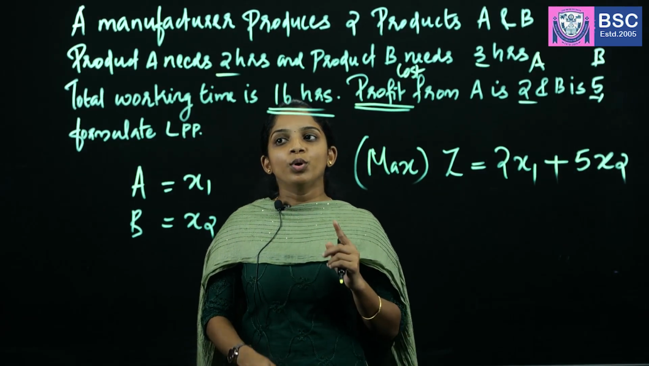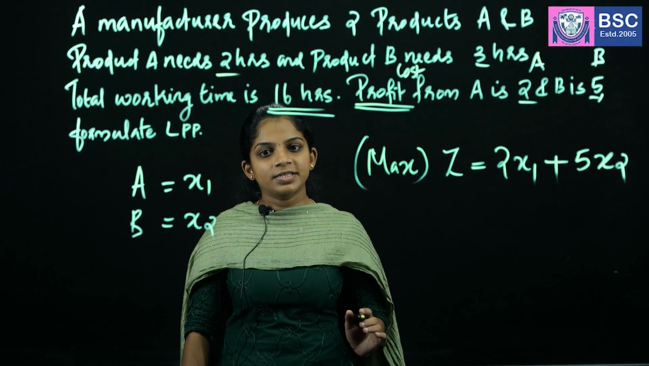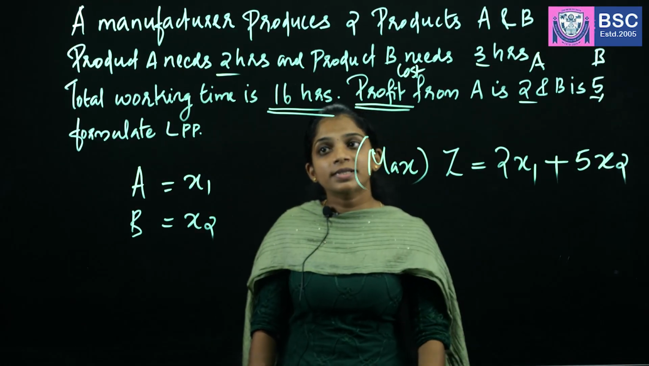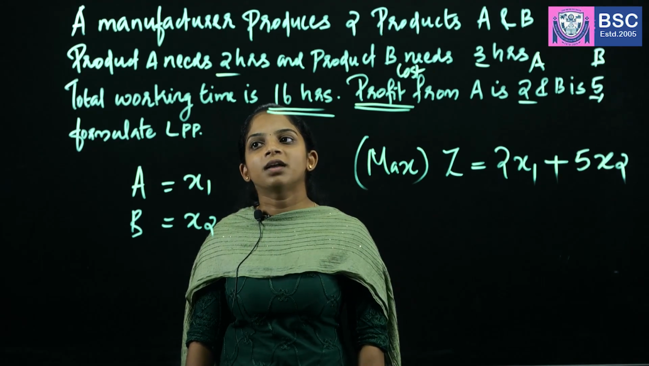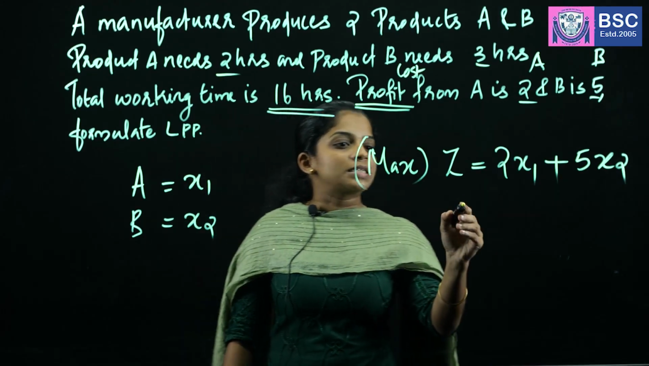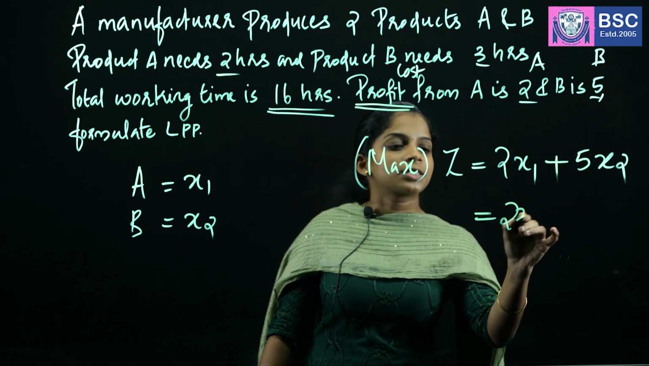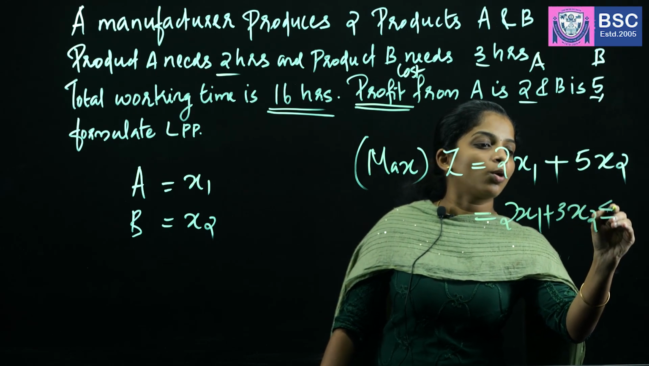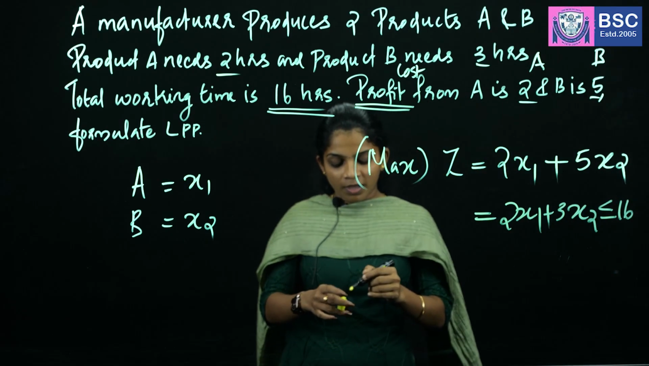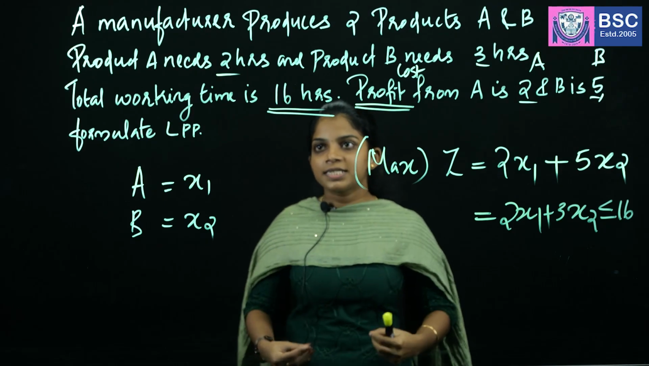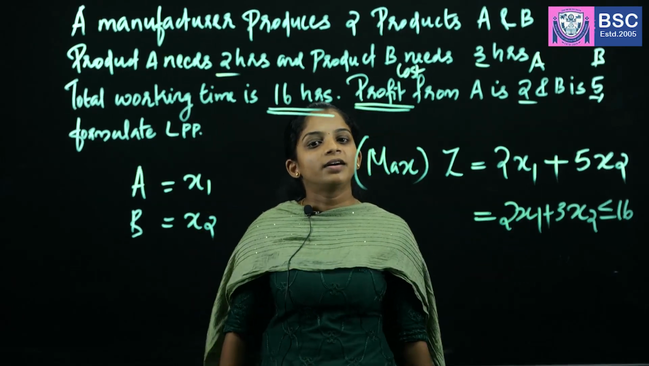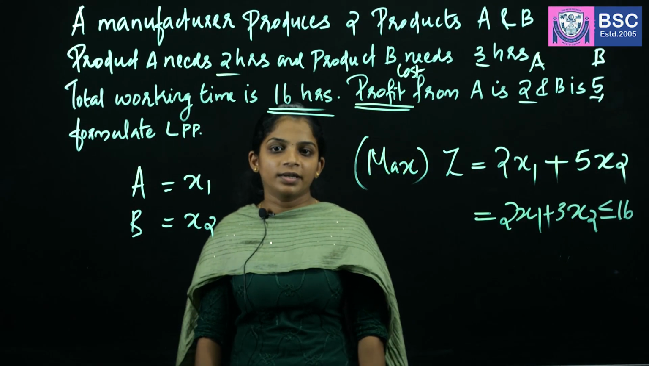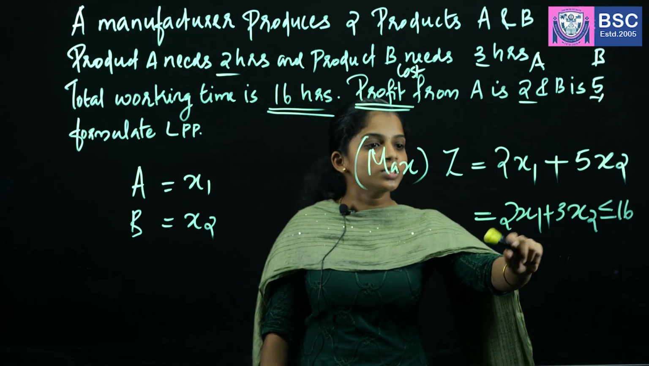So now our objective function is ready. Now the next process is to construct our constraint. As I already mentioned, the time limit allotted for A is 2 hours and B is 3 hours, and the total time allotted is 16 hours. So I am going to write this constraint as this: 2x1 plus 3x2 less than or equal to 16. And from this we can understand that x1, that is product A, requires 2 hours working time, and x2, that is product B, requires 3 hours working time, and the total working time allotted is 16.